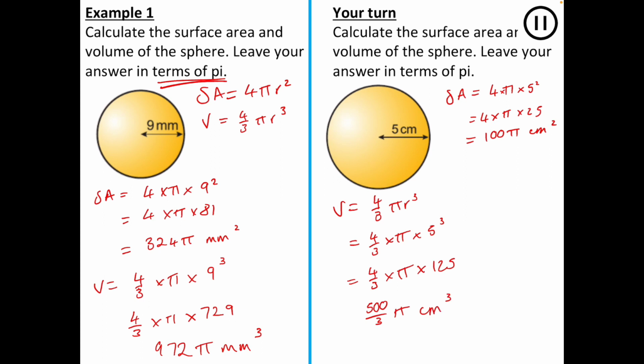Notice how in this question here, for the volume, I don't change that fraction. I just leave it as 500 over 3. If you change it to a decimal, it's not very accurate. You could, if you wanted to, give it as a mixed number, but there's really no need for it. It doesn't ask you to, so you can leave it as is.